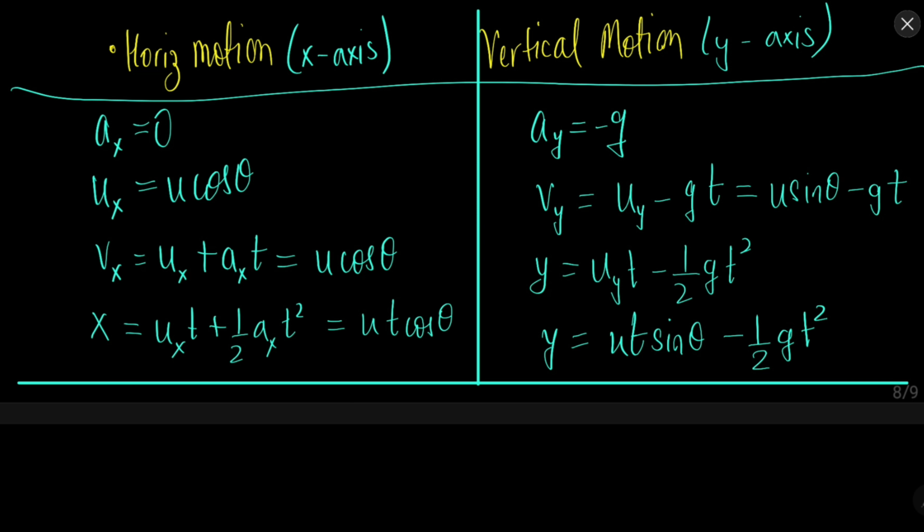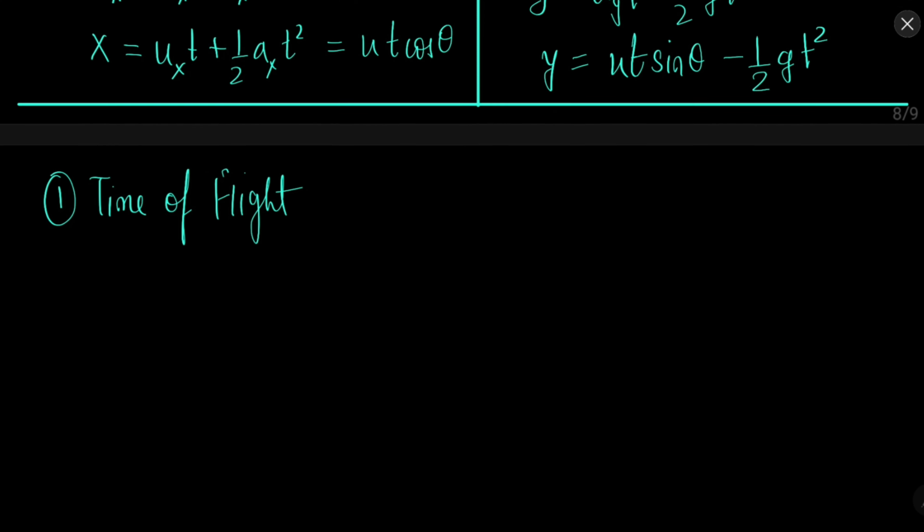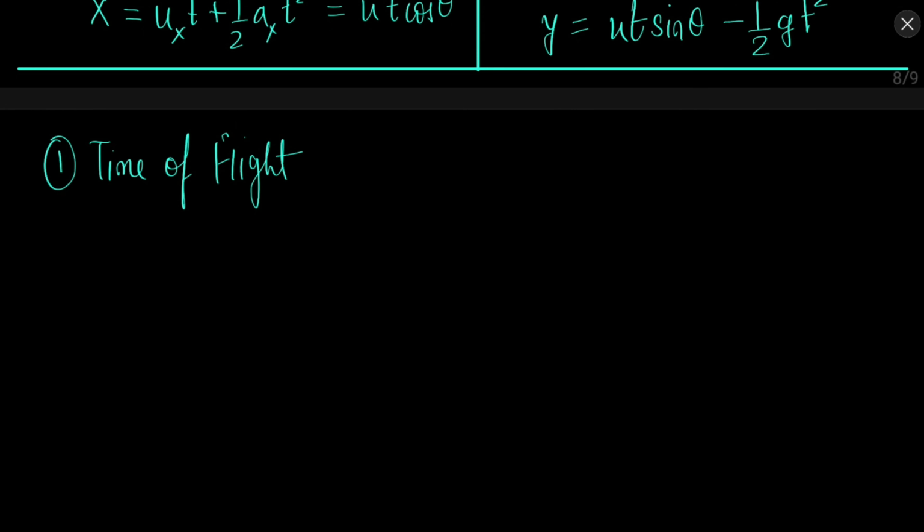The formulas include the time of flight. The first is the time of flight. This tells us about the amount of time the object is in air. You can find the time of flight using the equation y equals ut sin theta minus half gt square.